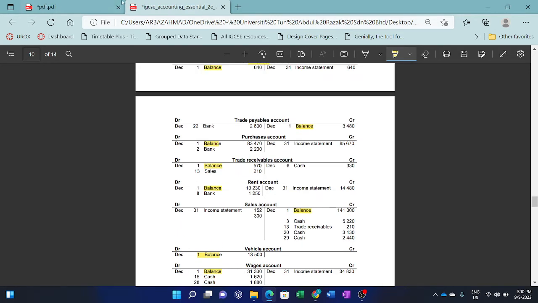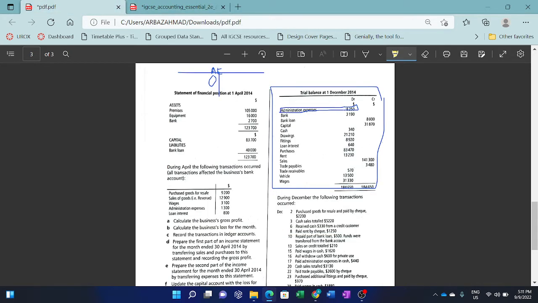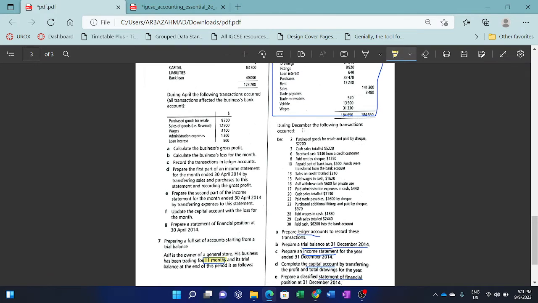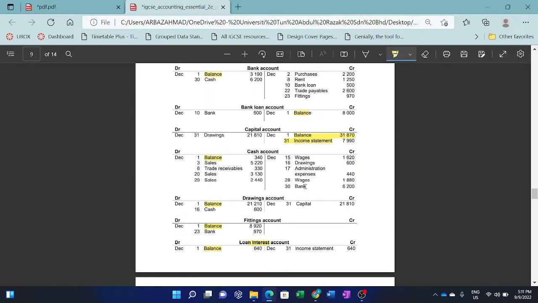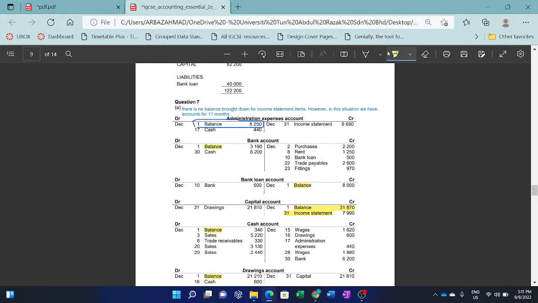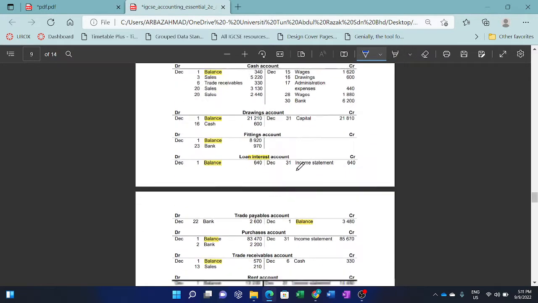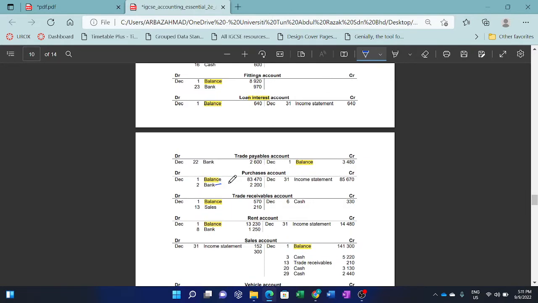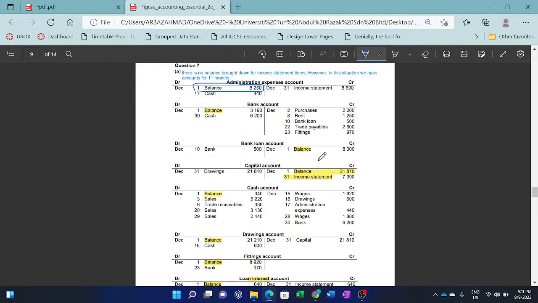So I'm going to put all these balances in my T account, and after that I'm going to do these transactions, okay? And after that I'm going to do this transaction one by one. So purchase goods for resale and paid by check. So I know I'm supposed to debit my purchase and credit my check. So I just need to go to my purchase. Okay, so where is my purchase? Okay, so here's my purchase. Okay, and I go to my bank account here.